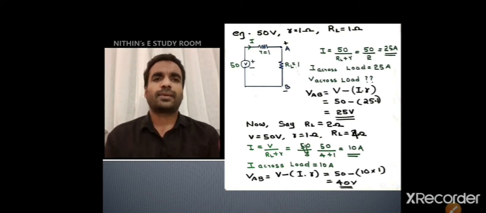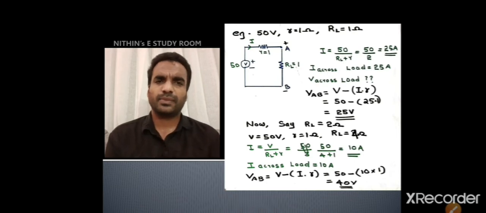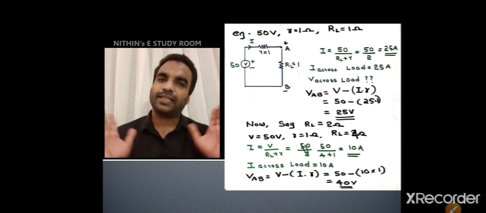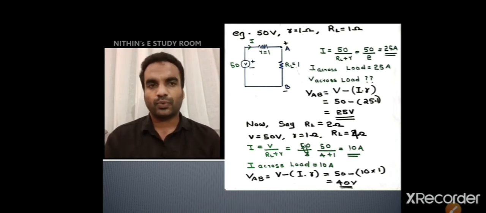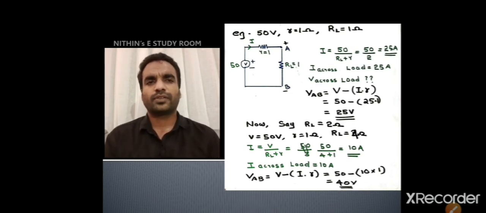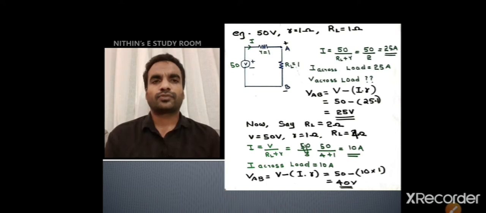Simply we can apply the voltage division rule. If we are giving 50 volt to two resistances and both resistances have the same value, what will be the voltage across each resistance? It is simply 50 by 2. That is a simple case, and you can apply the voltage division rule. What is the voltage division rule? Main voltage into resistance of the branch divided by total resistance. So 50 into 1 by 2, you will get 25 volt.